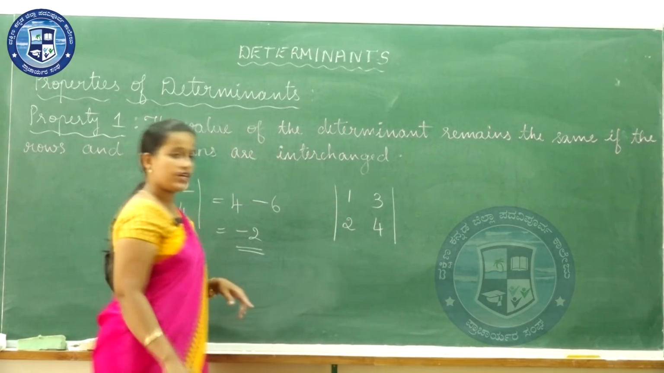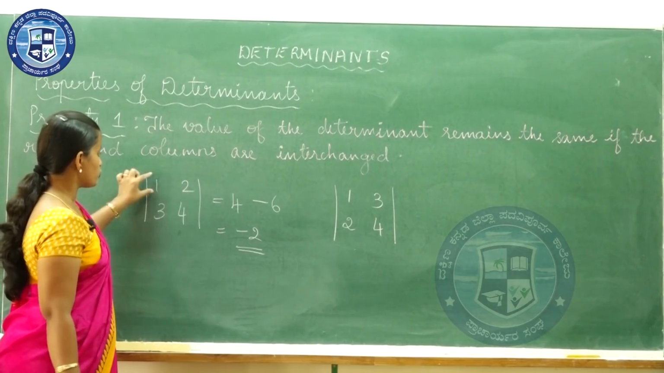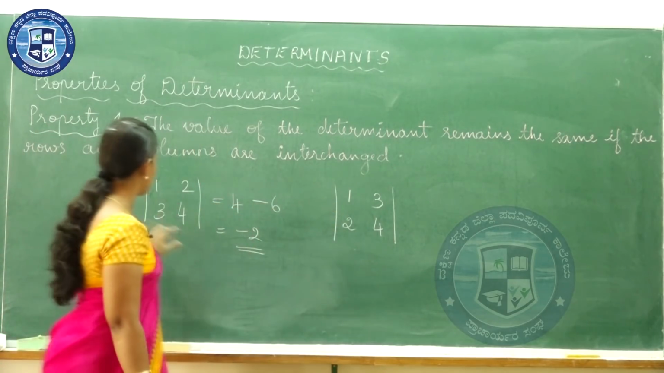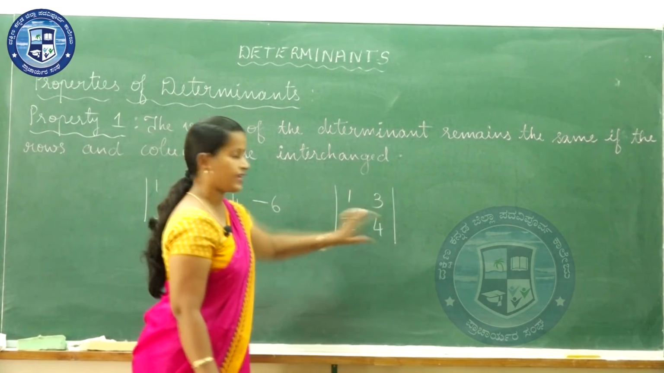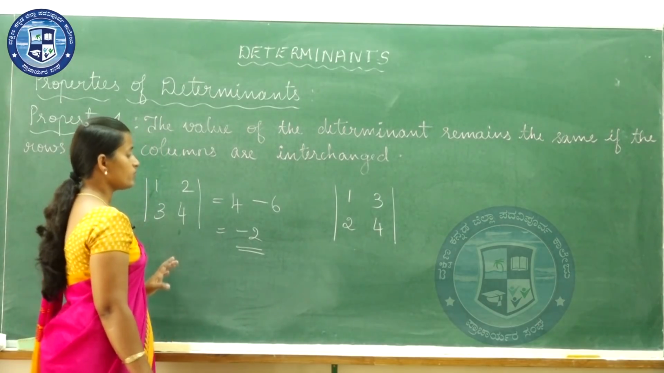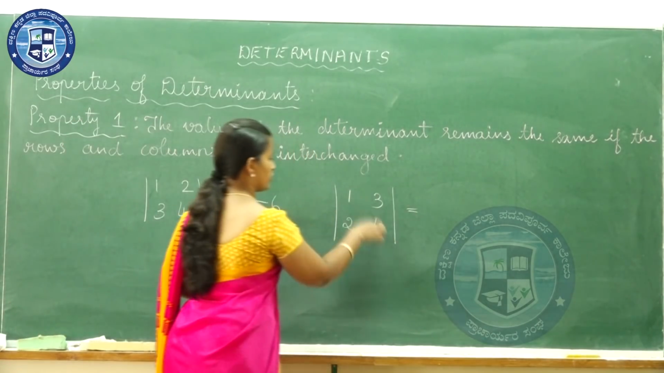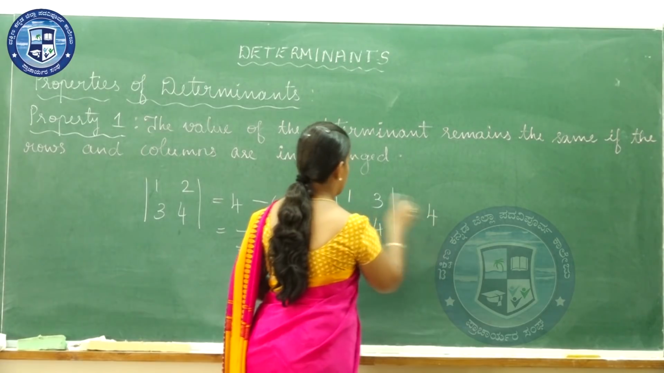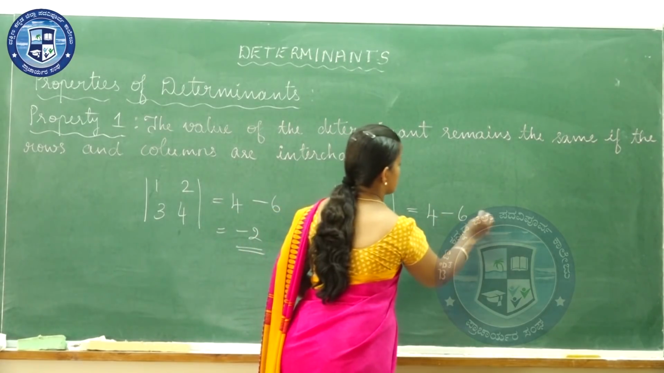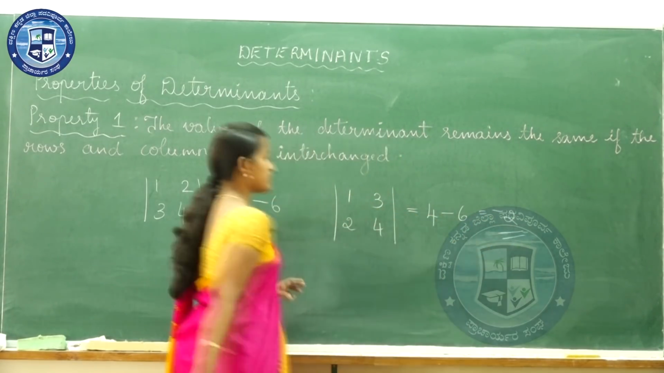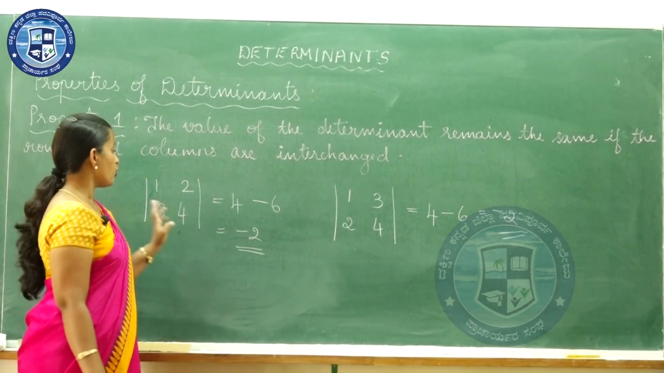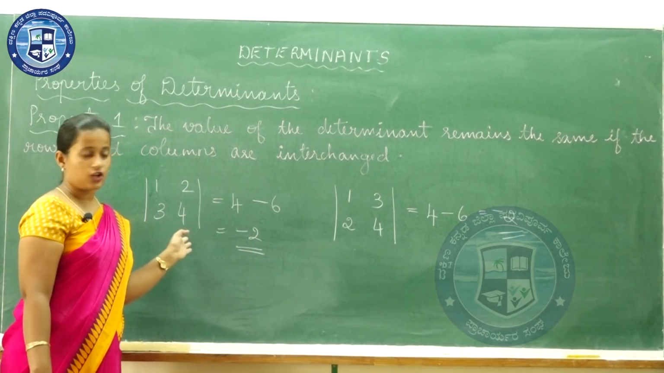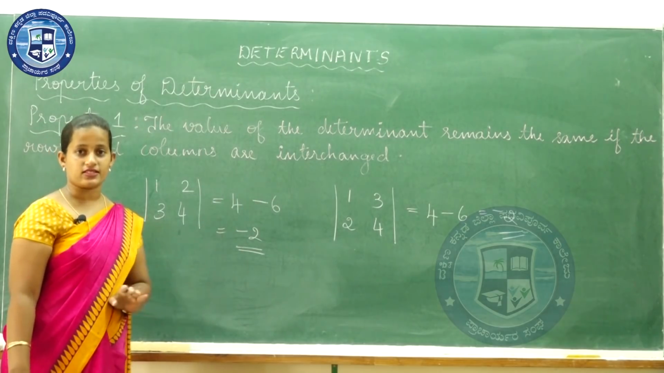So I have interchanged rows and columns. First row has become first column. Second row has become second column. Okay. So now what is the determinant of this? So 4 minus 6. Answer is minus 2. It is one and the same. So you interchange the rows and columns, the determinant remains the same.